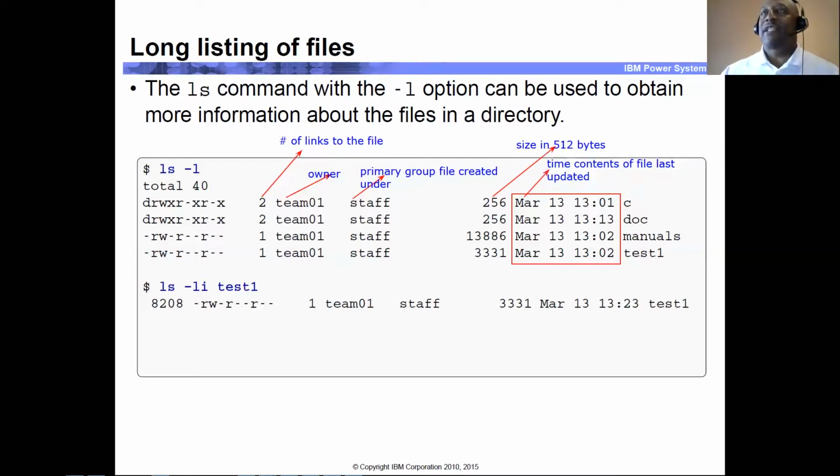And then, of course, the last field contains the name of the files. So we simply say this last field is the actual name of the file or directory, keeping in mind a directory is a type of file.